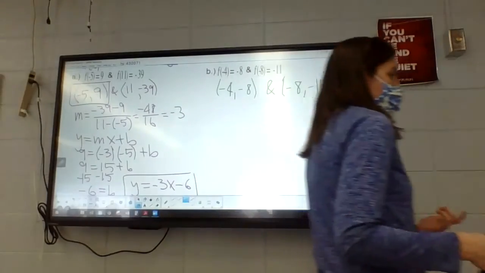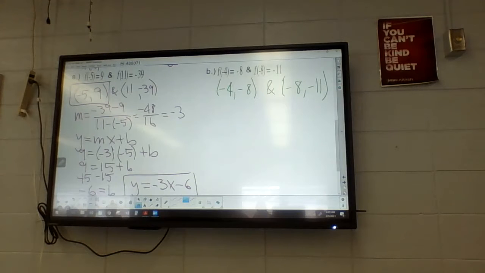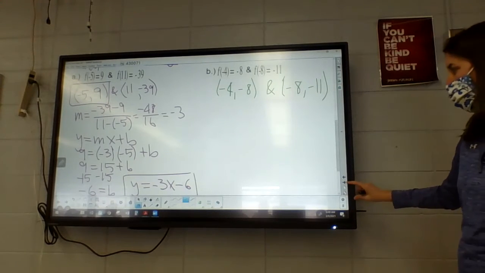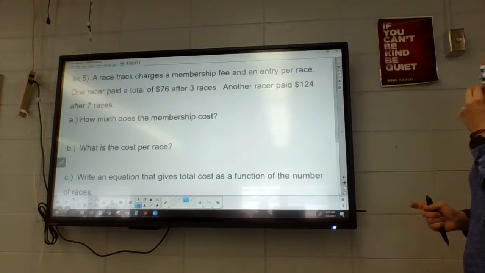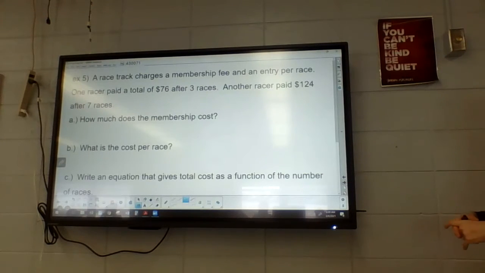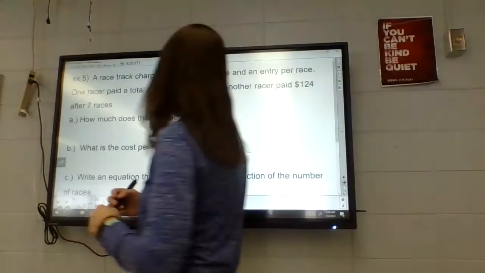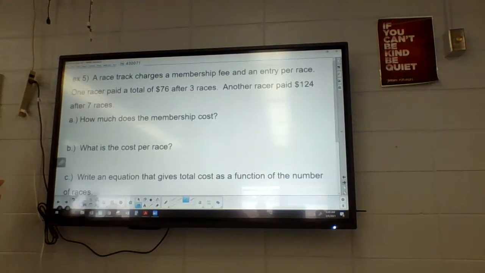So let's say you pay for something and you don't really pay attention to what the rate is, and you're trying to figure that out after the fact. A racer paid a total of $76 after 3 races. Another racer paid $124 after 7 races. We want to figure out what the membership fee is, so what's the flat rate, and then the cost per race, understanding that this equation gives us all this information.